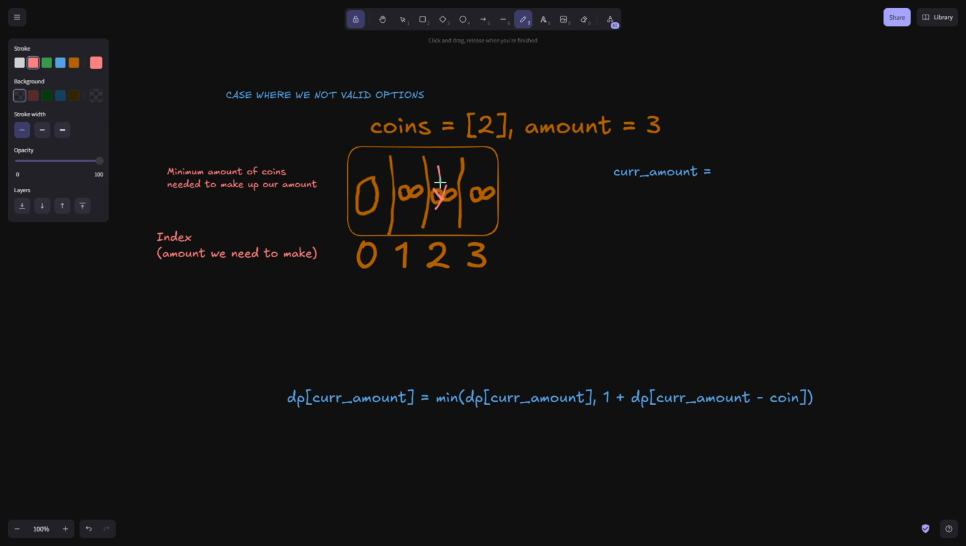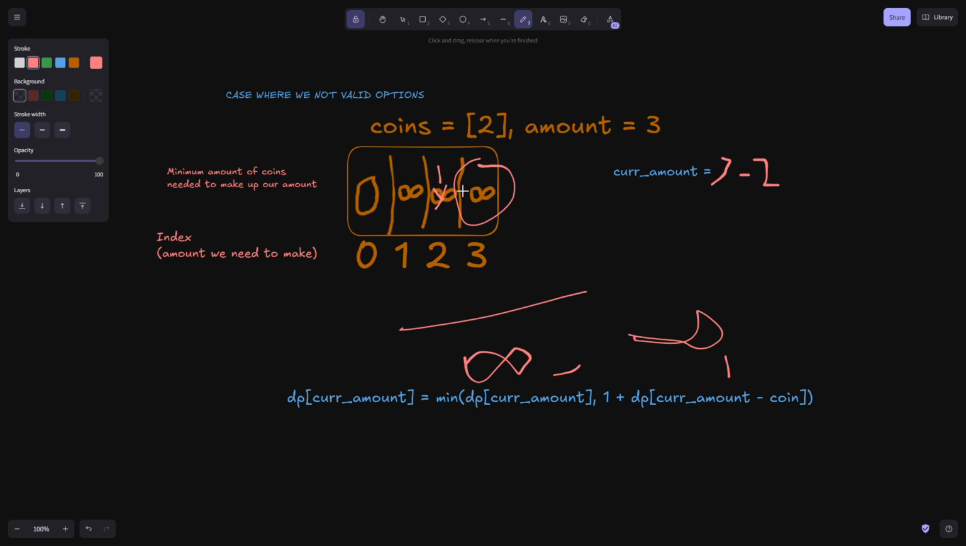Well, this should be 1. So we go to 3, right? We do 3 minus 2. So dp of 3 is infinity, right? And we do 3 minus 2 to be 1. dp of, so 1 plus the dp of 1. Well, 1 plus infinity is just infinity, right? So this remains infinity, right? Well, the minimum number of coins to make up 3 should be infinity, right?